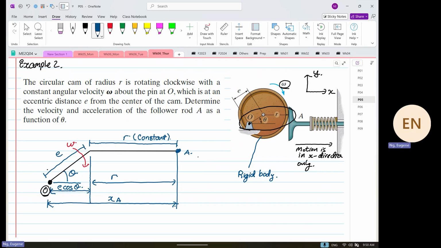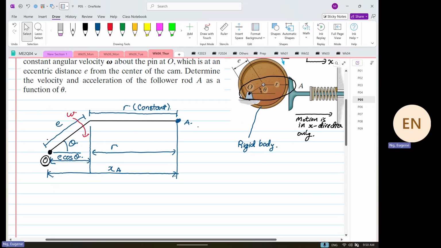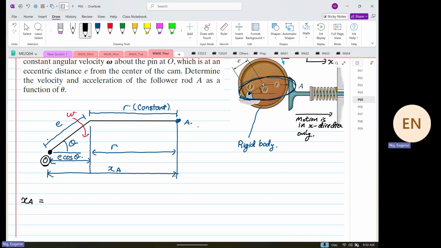Okay. So again, this is where analysis comes in. As I said, I was not able to figure it out, and this diagram over here really helped me a lot. So from here, we know that XA is equal to E cos theta plus R. Again, immediately define E and R are constant, and theta will change with time.